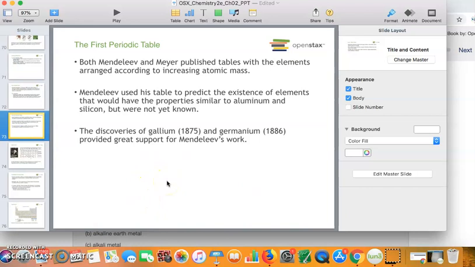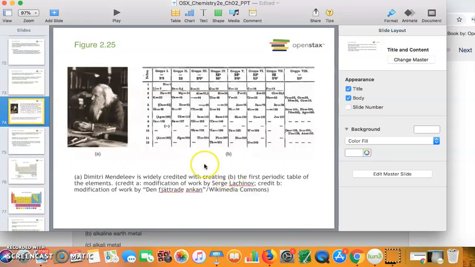Mendeleev and Meyer published tables with the elements arranged according to increasing atomic mass. Mendeleev used his table to predict the existence of elements that would have properties similar to aluminum and silicon, but were not yet known. So they basically filled in the table and were able to predict elements that had not been found yet based off their location on the periodic table. The discoveries of gallium and germanium provided great support for Mendeleev's work. Here's a picture of Mendeleev and his periodic table. You can see how it's organized based off atomic mass.